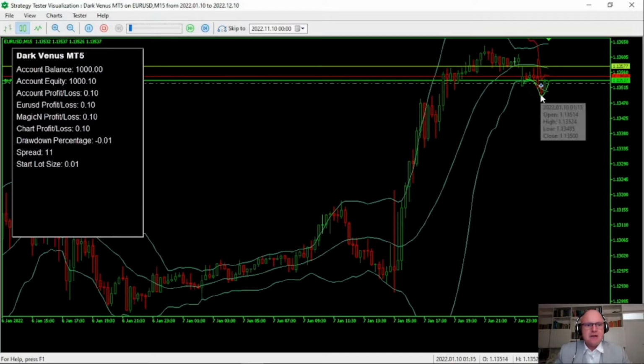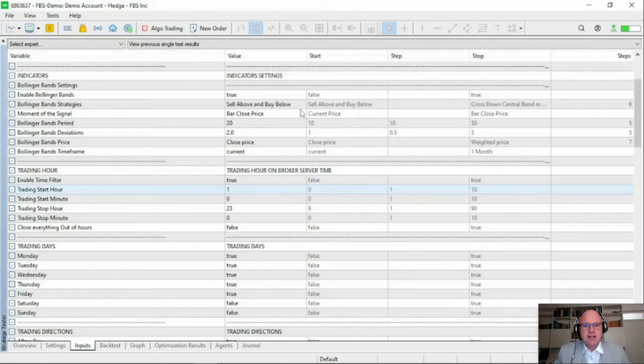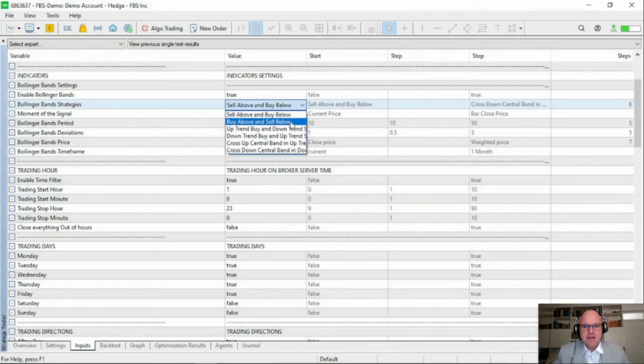So as you can see, Dark Venus placed a buy when the price crossed through the Bollinger Band and closed below, and on default it placed a 5 pip or 50 point take profit above the buy order. So the moment that price closes outside of the Bollinger Band, in this strategy, it will take a buy.